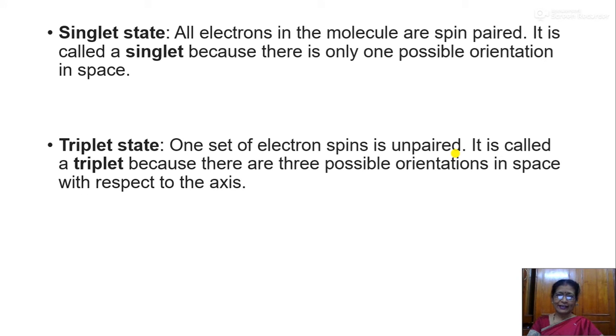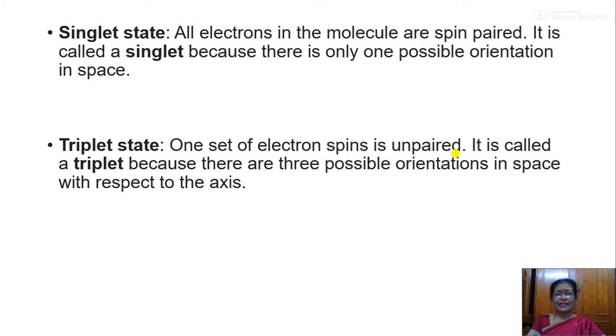What is the singlet state then? All electrons in the molecule are spin paired. That is, the electrons are paired up. One is clockwise, the other one is anti-clockwise. It is called singlet because there is only one possible orientation in space. Since there is only one possible orientation, the electrons are paired. They are called the singlet state.